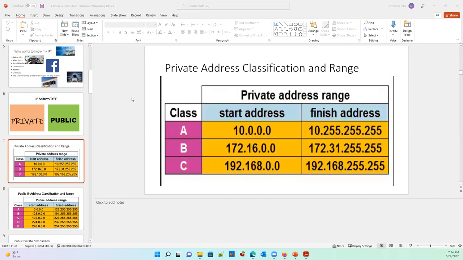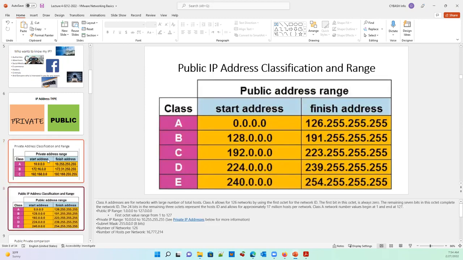So, okay, private IP address, public IP address. Let's talk about the public IP address first. So, public IP address classification. Everybody needs an IP address to communicate, right?